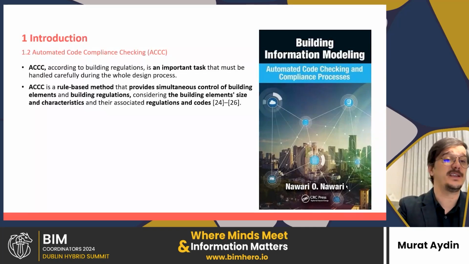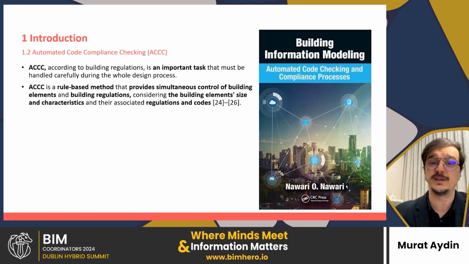Automated code compliance checking, or ACCC, is an important task that must be handled carefully during the whole design process according to building regulations. It's a rule-based method that provides simultaneous control of building elements and building regulations, considering the building element size and characteristics and the associated regulations and codes.